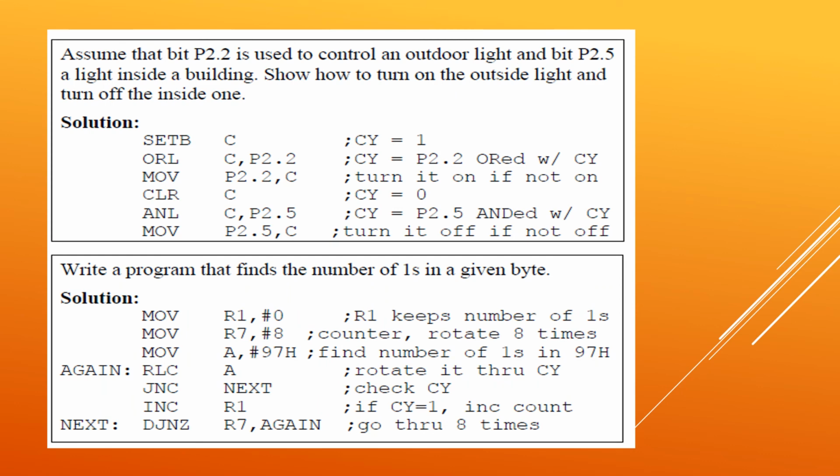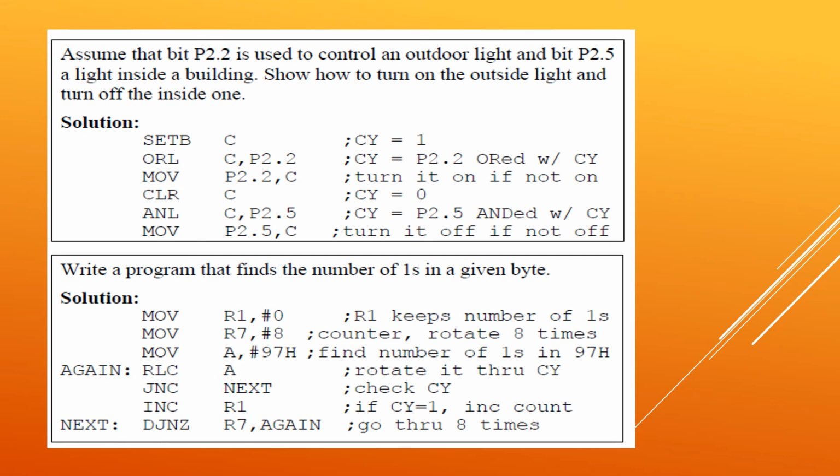So for example, assume that bit P2.2 is used to control an outdoor light, and bit P2.5 controls the light inside the building. Show how to turn on the outside light and turn off the inside one. Okay, the application, once again: assume that bit P2.2, that is port 2 second bit, is used to control an outdoor light, and bit P2.5 is to control the inside light. How to turn on the outside light and turn off the inside one.